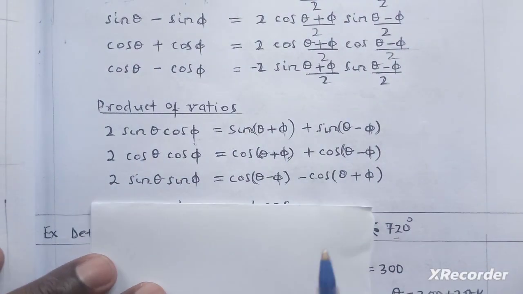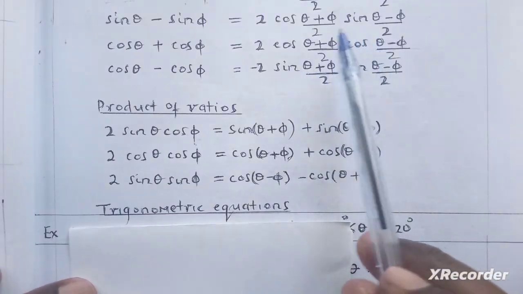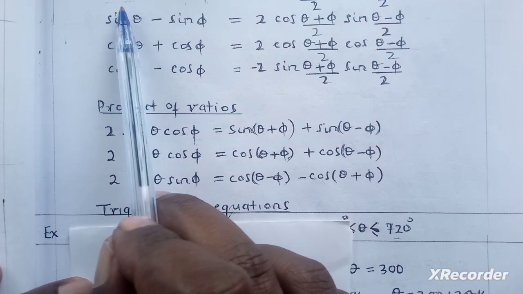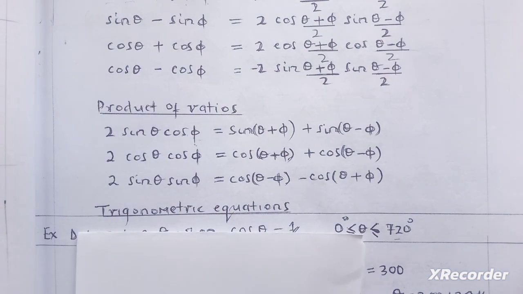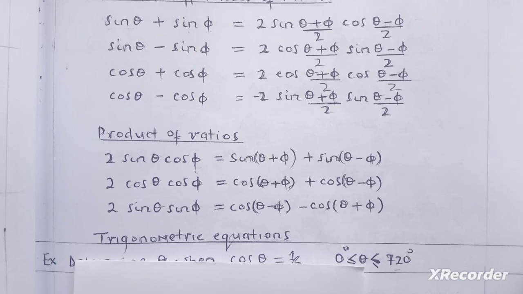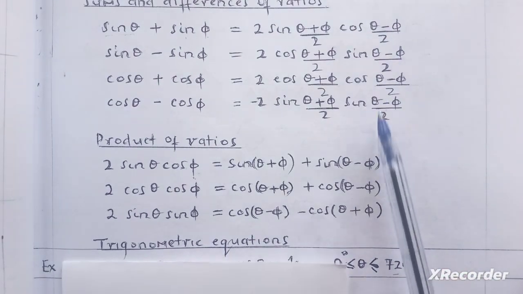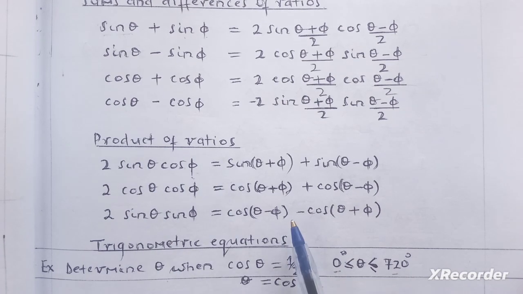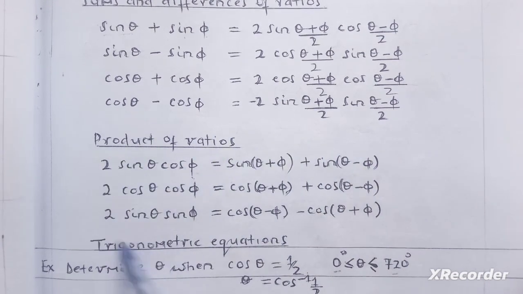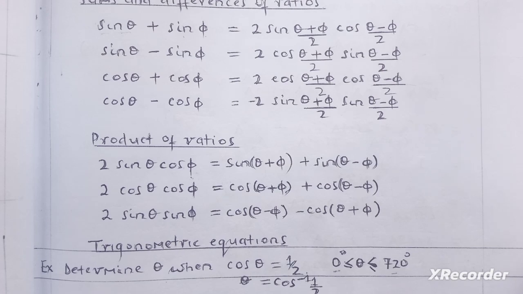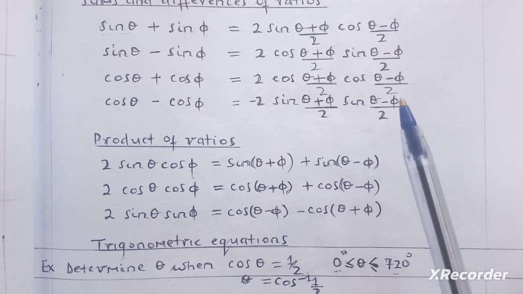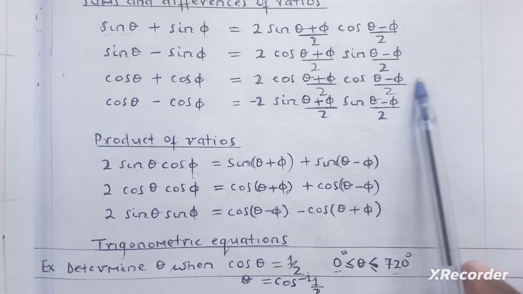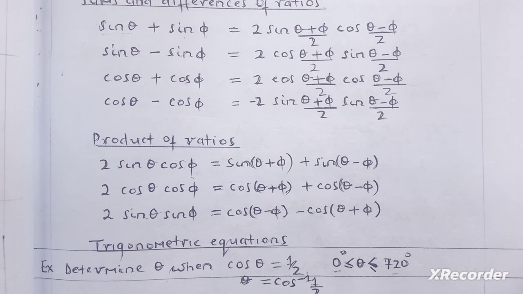So, we had been able to look at the sums and differences of ratios. I did one for you, that is the first one, and then you can now try to do the rest and see whether you get those answers. And then we also have the product of ratios, which you can try to attempt and see whether you can be able to get them. But please remember all these because they will be used in our calculations.